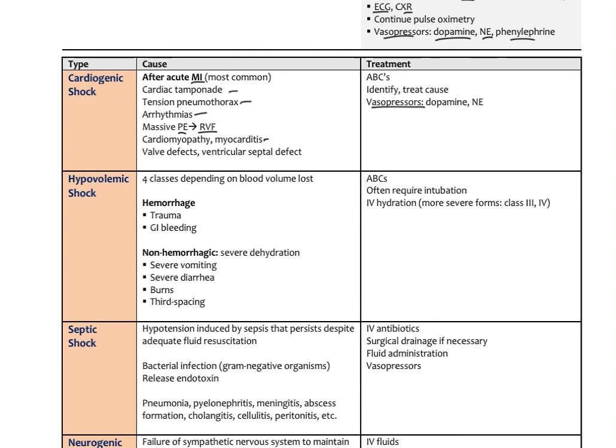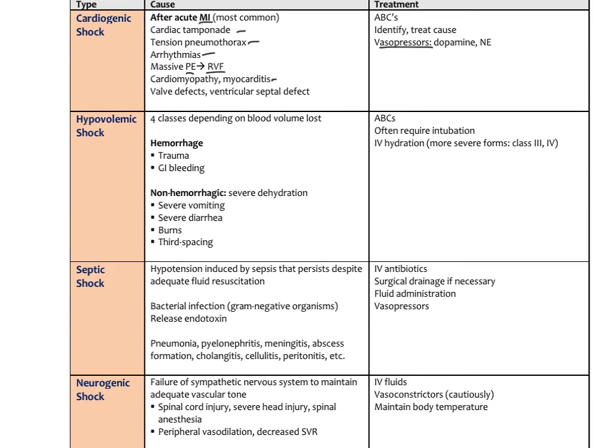Hypovolemic shock, there are 4 classes, but basically this is due to loss of blood volume. And that could be from hemorrhage, like trauma or GI bleeding, so a person has a massive bleed. This is one of the main dangers, that we lose enough blood volume that a person starts going into shock. Non-hemorrhagic would be from severe dehydration, severe vomiting, diarrhea, burns, and third spacing, which is movement of fluids from the blood into connective tissue compartments. And so that can result in shock. And this usually needs IV hydration and so forth.